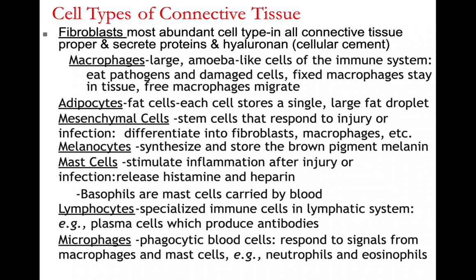Macrophages are phagocytic blood cells. They'll respond to signals from the macrophages and mast cells. So these would be things like neutrophils and eosinophils.